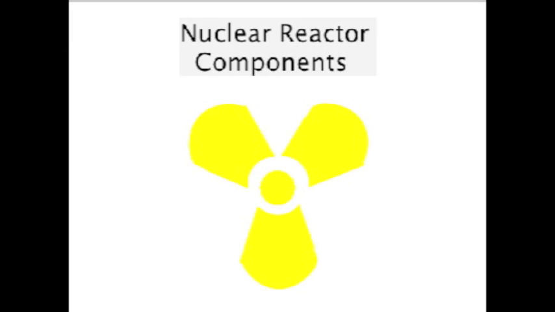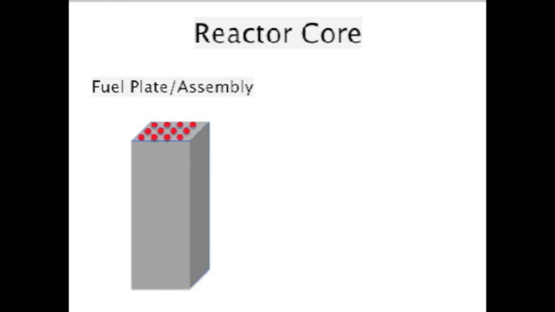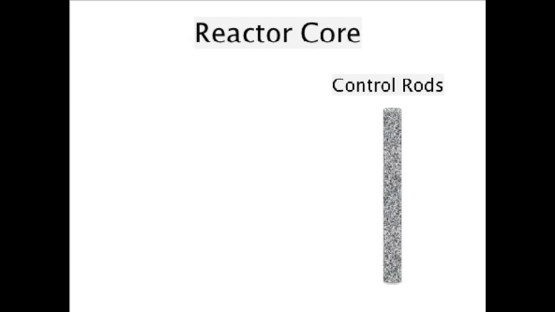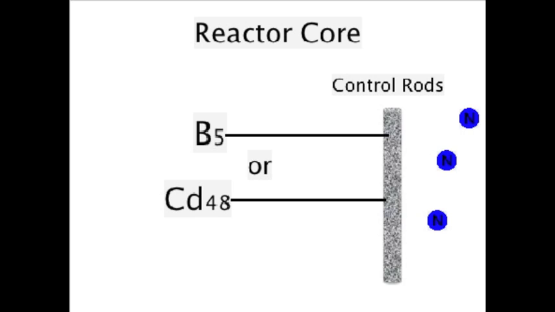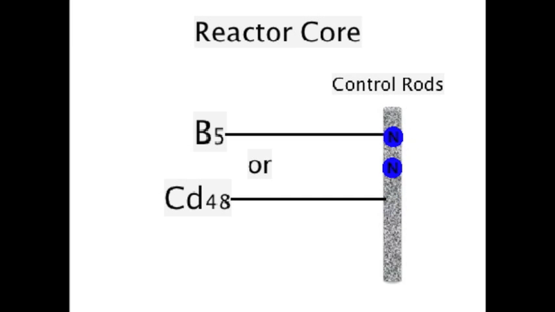Now we know where nuclear fuel comes from, we can gain an understanding of the components and structure of a nuclear reactor. The fuel plates are contained within the reactor core. In between the fuel plates within the core are control rods, which are made of boron or cadmium, and are neutron deficient, so they attract and absorb neutrons in order to slow and stop the fission chain reaction.